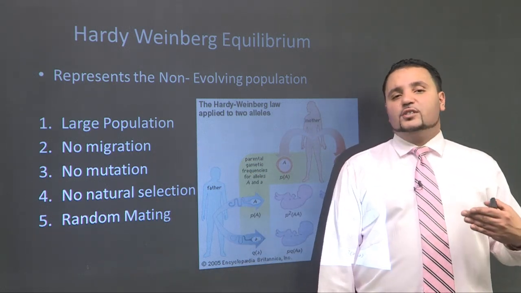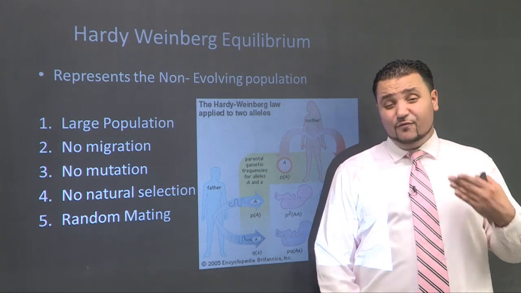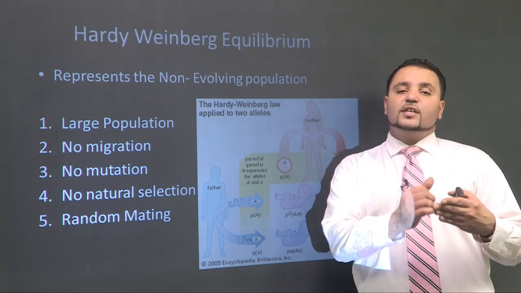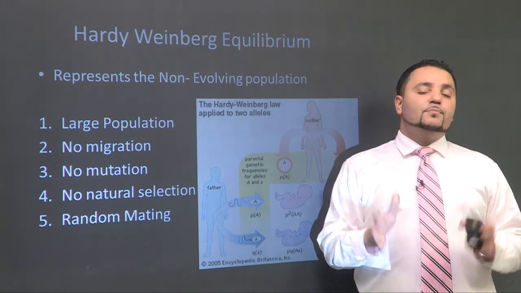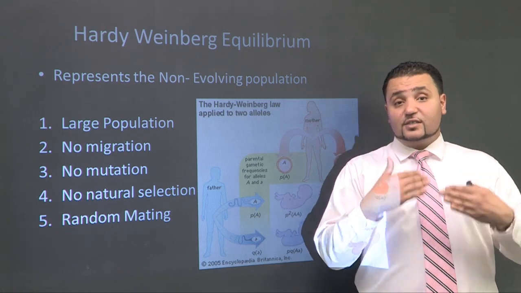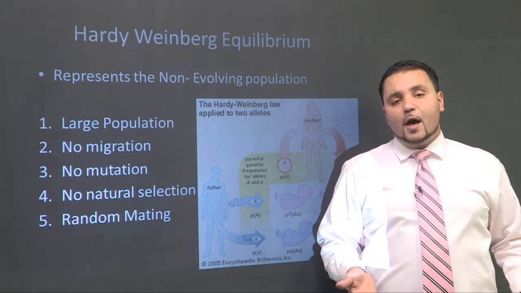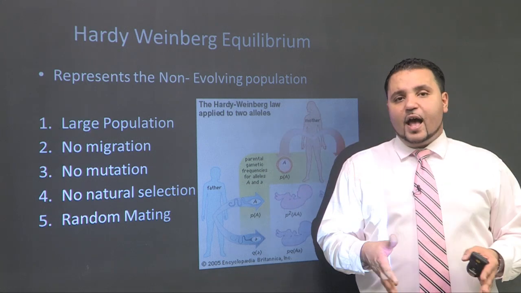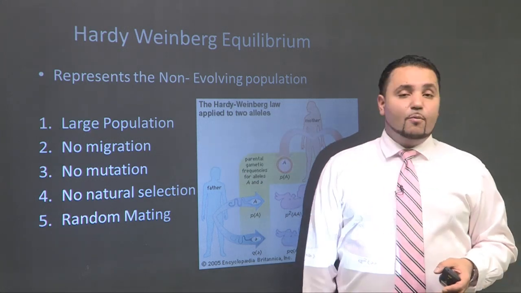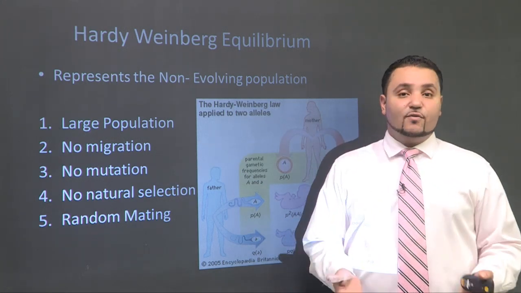Every time migration takes place, or as we said before, gene flow, you're bringing in new alleles and old alleles are leaving. This brings in a lot of different changes. This can lead to evolution. You don't want your population to evolve. You want to have them isolated. You want there to be no migration. So being on a small island is a great example.